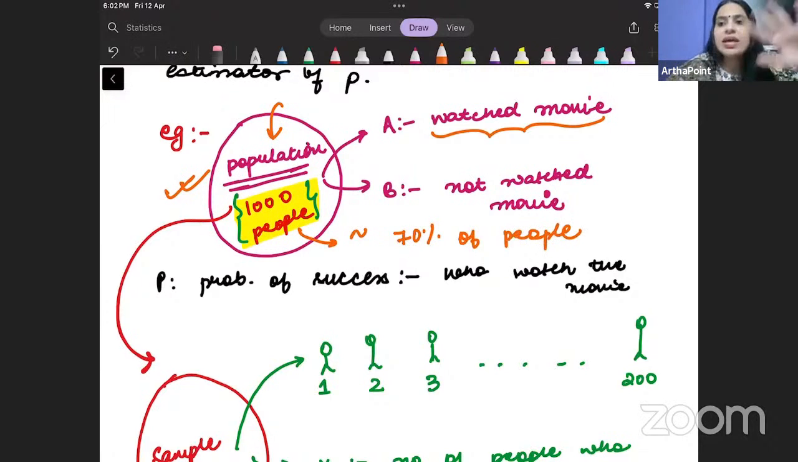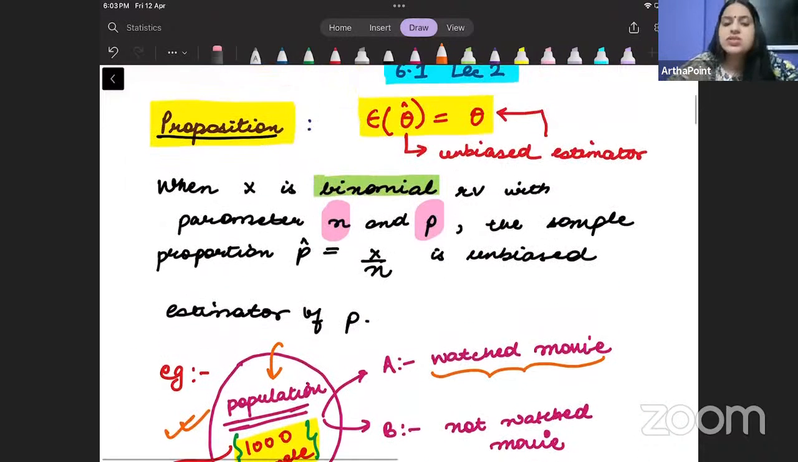मेरे को ऐसा लगता है कि सैंपल से जो मैं अपना इंफॉर्मेशन कलेक्ट करके लेके आई हूं या लेके आया हूं, whatever information I have collected, it seems to me that because in sample 70% of the people have watched the movie, it should be the case that in the population also 70% of the people have watched the movie. तो मुझे ऐसा लगता है that in the population the proportion of people who have watched the movie is 70. Clear? बेटा, this is what this is saying.